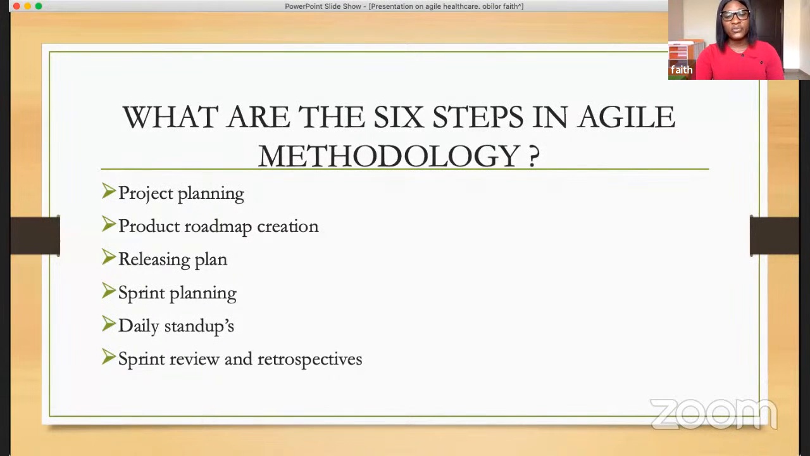Then we have the sprint review and the sprint retrospective. The sprint review basically has to do with reviewing the project being done within a particular time frame and knowing if we have actually achieved something. This is carried out within the team members. And the retrospective has to do with what we have achieved, what went wrong, and what we as team members could have done better.